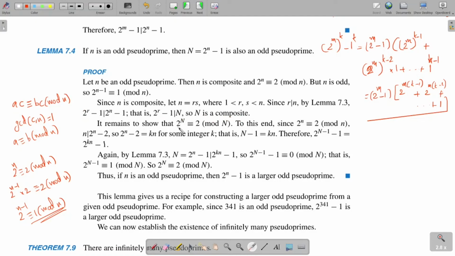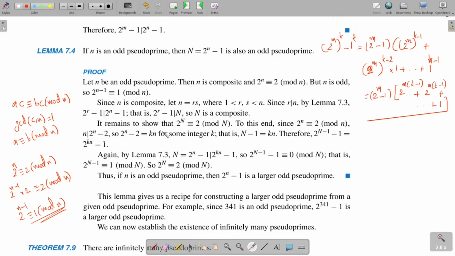Now it remains to show that 2 raised to capital N is congruent to 2 mod capital N. We proved that N is composite. Now N must also satisfy this congruence for us to say it is a pseudoprime. For this we have 2 raised to n congruent to 2 mod n for small n.